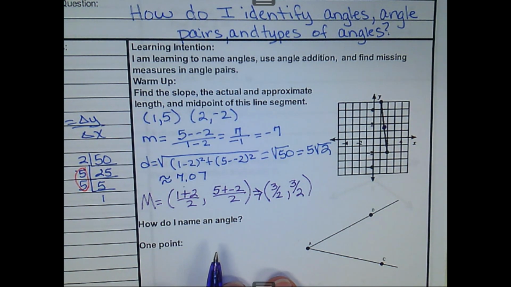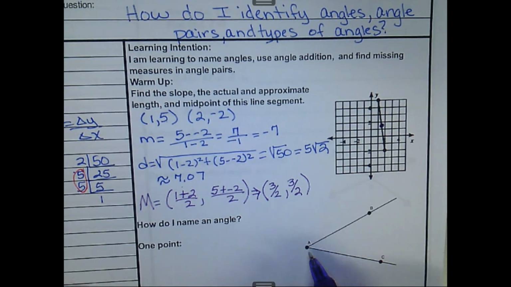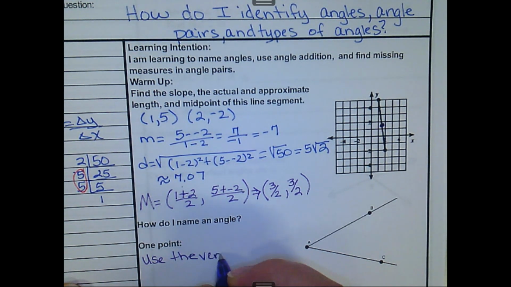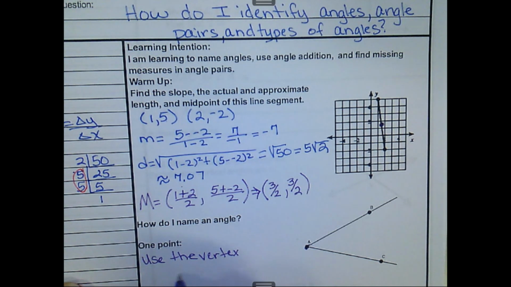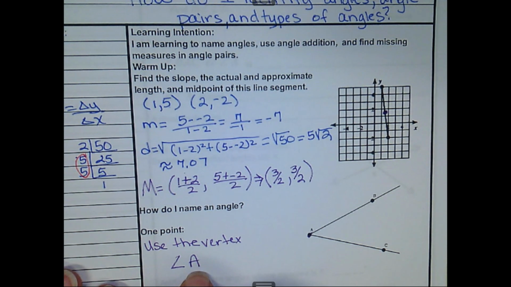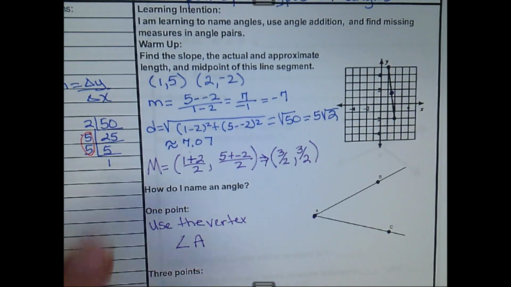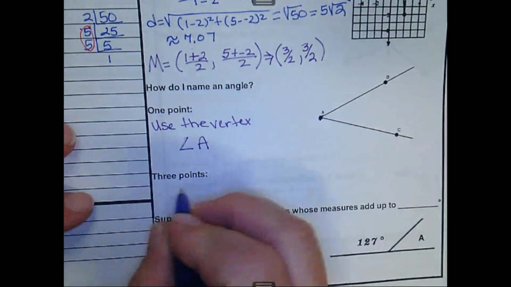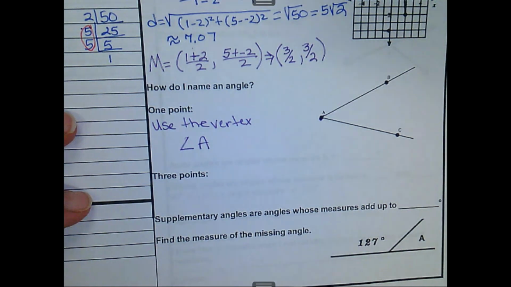Okay, so when you name an angle, you can do it with 1 point or you can do it with 3 points. If you are using 1 point, you use the vertex. The vertex is right here where they come together. So this is angle A. It has to be a capital letter. You always use capital letters for your points. 3 points. They must have the vertex in the middle.